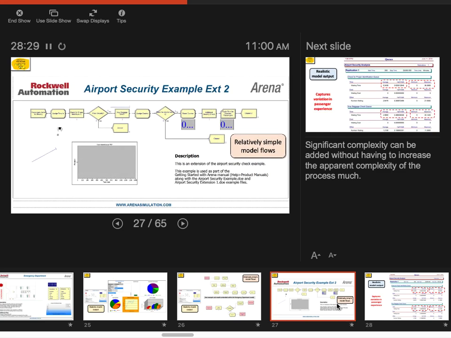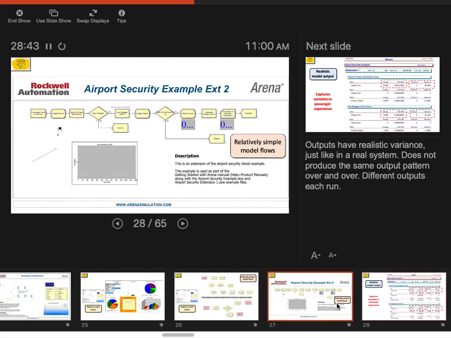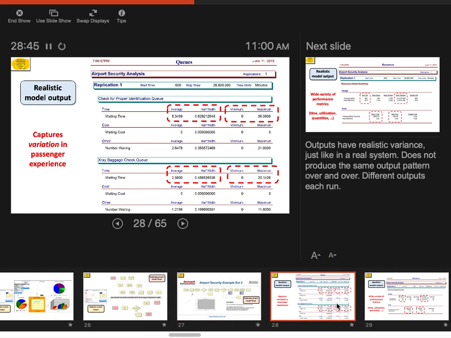And then for the airport example, again, I've just taken that small example and added a bunch more steps to the process after they go through ID check. It's again a relatively simple model, but you end up getting stats that come out of it where I've got real variation here in passengers. How long do they wait before their ID is checked? When they finally go through to the x-ray, the baggage check, how long do they wait? And notice there are confidence intervals here.